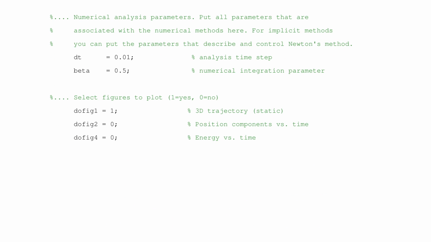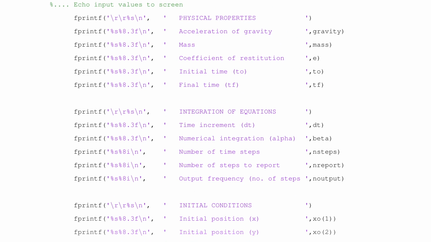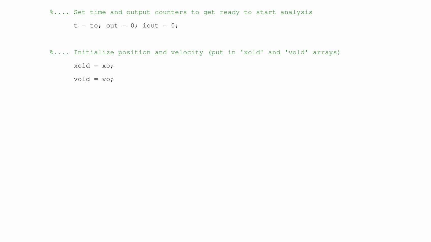So then next we have our numerical analysis parameters as usual, and then our dofig commands. And then we have our history array, which you can leave all as is. And then you have the output to the command window, and you can leave this alone as well. Here's where you're going to initialize t to be t0, and then you're going to initialize the output counters, and then you can initialize xold and vold. And this is how the code is initially, and you don't need to change anything.